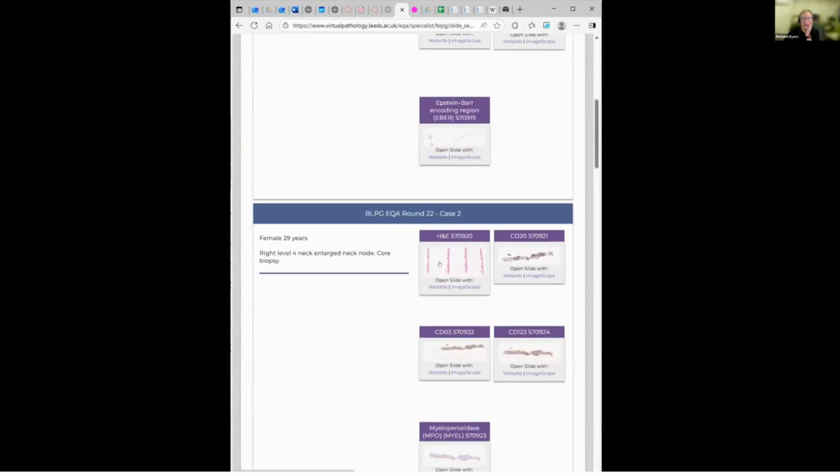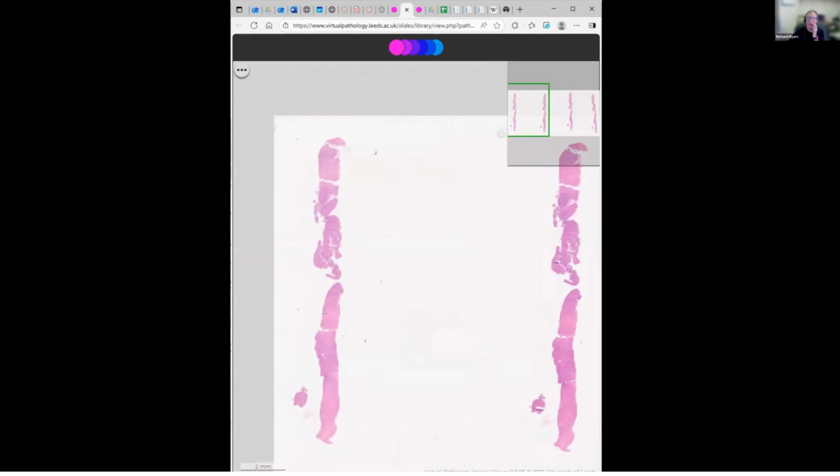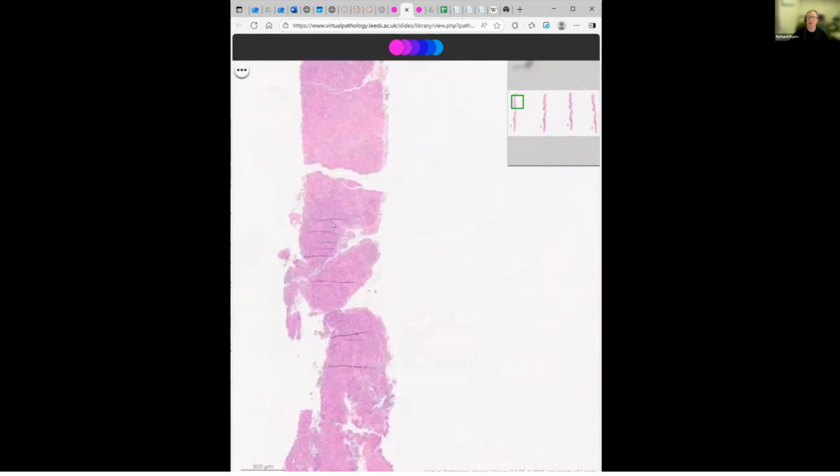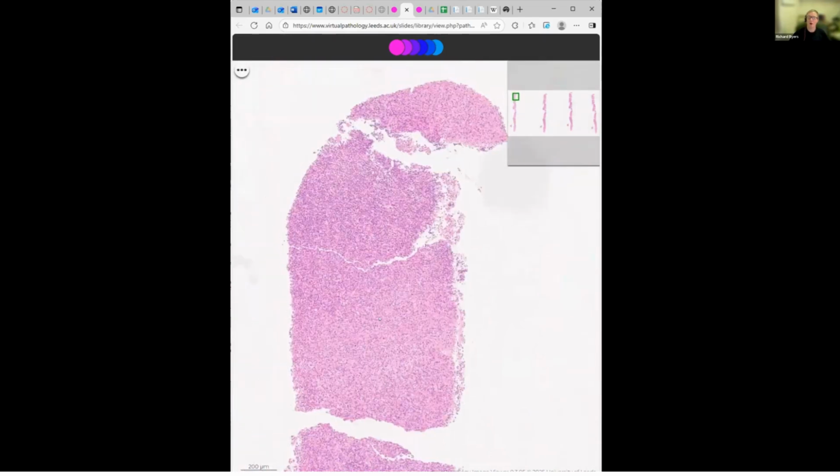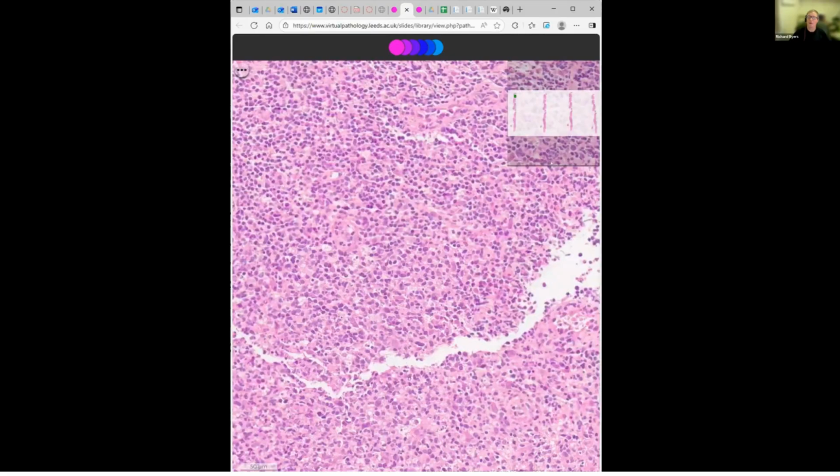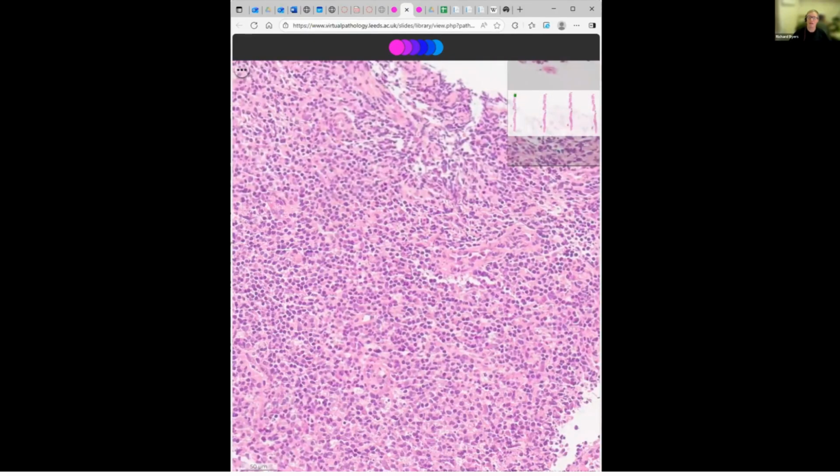So a female, 29 years old, and a right level 4 neck biopsy. Right, so we've got one nice good core. Even at low power, it looks a little variable. We'll look at it at higher power right the way through. We'll start maybe at the top and go to the bottom. And I think this is a really good case, actually, and something you don't often see.